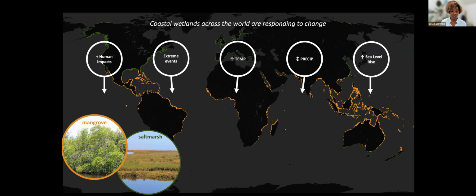But as I mentioned, these systems are also really impacted by changes. They have been lost in the past at high rates, and they're continuing to change, not just because of direct human impacts, but also because of other extreme events. So as we have the combination of land use change, deforestation, direct conversion of mangroves to other uses, and stresses to the system, maybe through changes in water availability and changes in areas where mangroves can migrate, we're actually seeing that these mangroves are responding to the changes and are stressed by predicted changes that are coming with climate change.